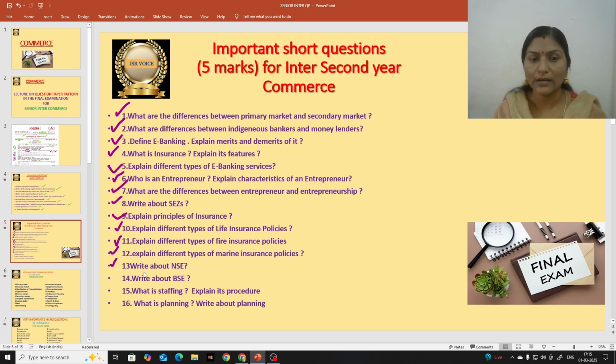Next, 13th one is, write about NSE. NSE means National Stock Exchange. And next, 14th one is, write about BSE. BSE means Bombay Stock Exchange. Next, 15th one is, what is staffing? Explain its procedure. So you have to write about staffing. That is one of the functions of management. Next, what is planning? Write about planning.